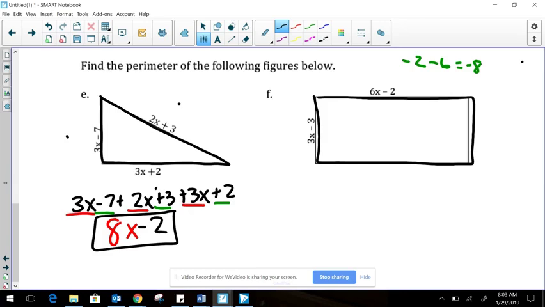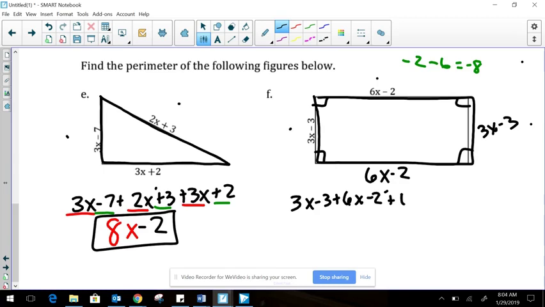Okay, then the rectangle. So if you remember some facts about rectangles from middle school or whatnot, this side here, 6x minus 2, is the same as the side across from it. 3x minus 3 is also this side. So I need to add up all 4 sides. So 3x minus 3 plus 6x minus 2 plus 6x minus 2 plus 3x minus 3.